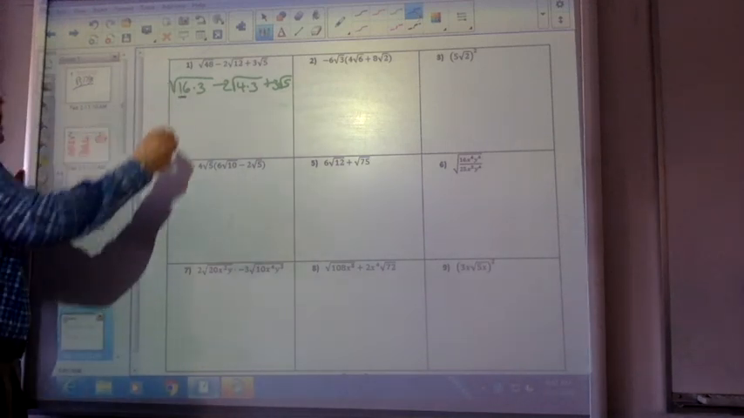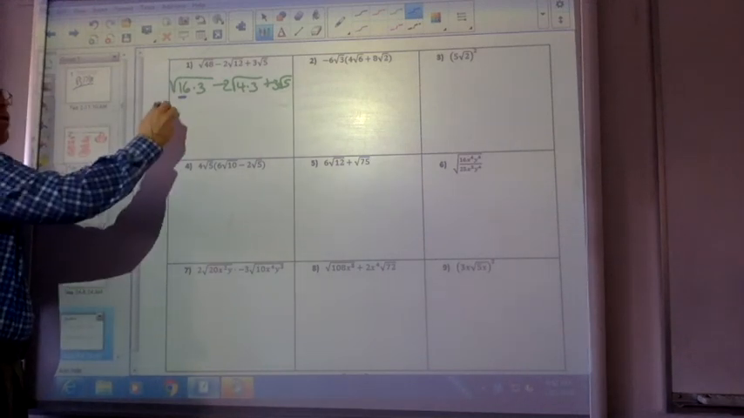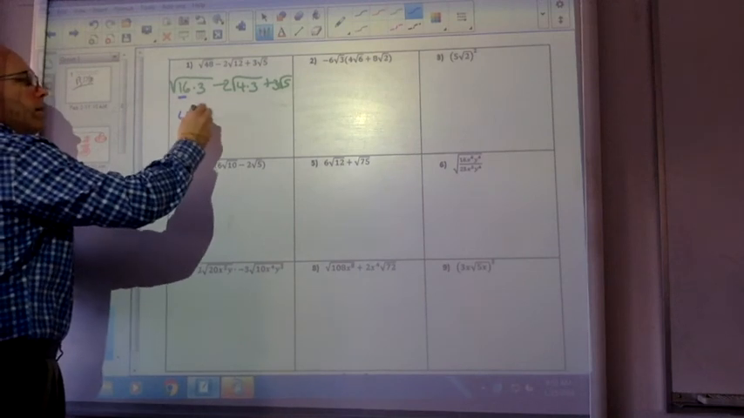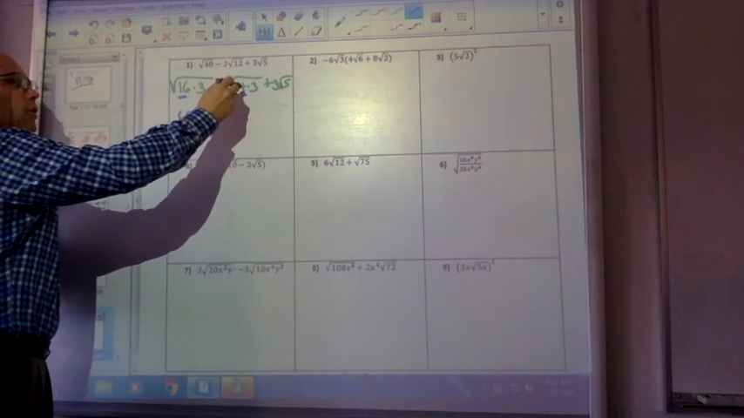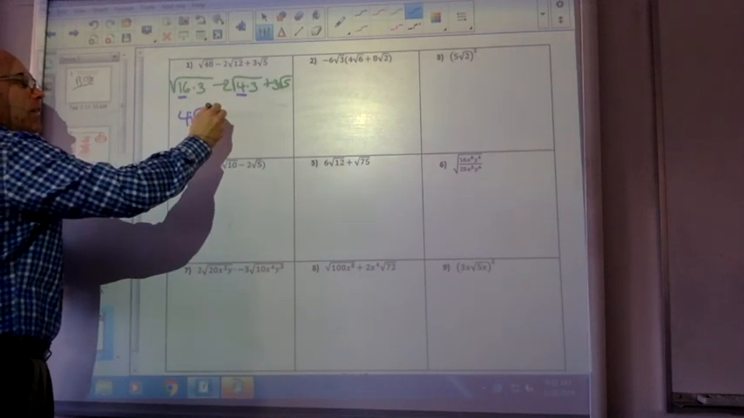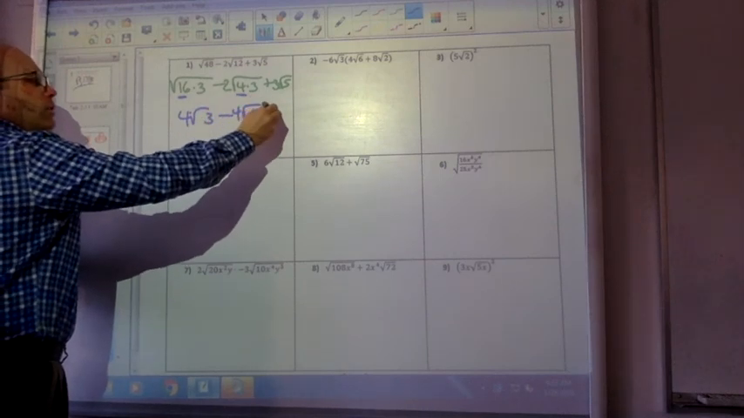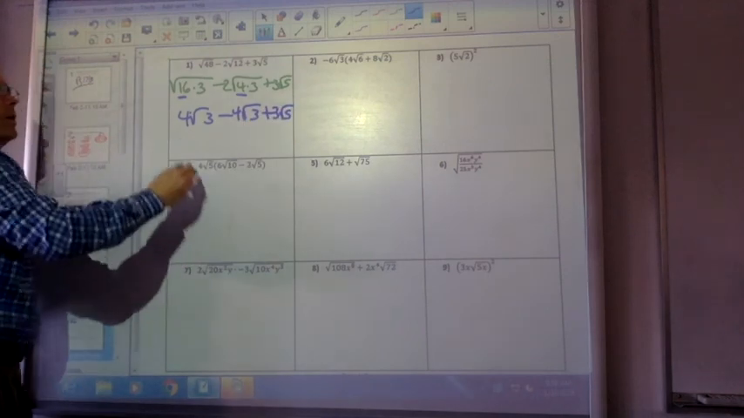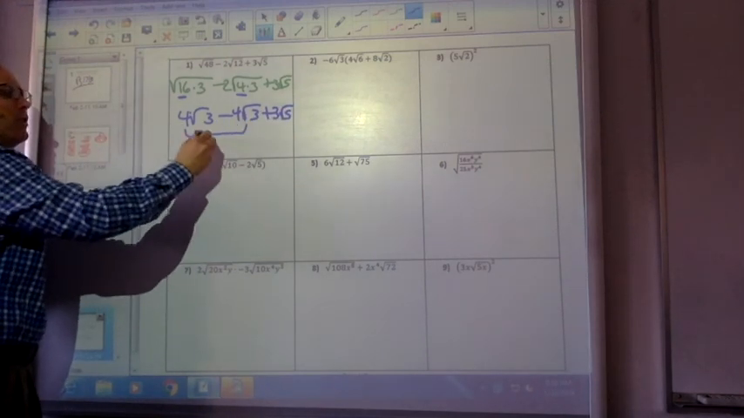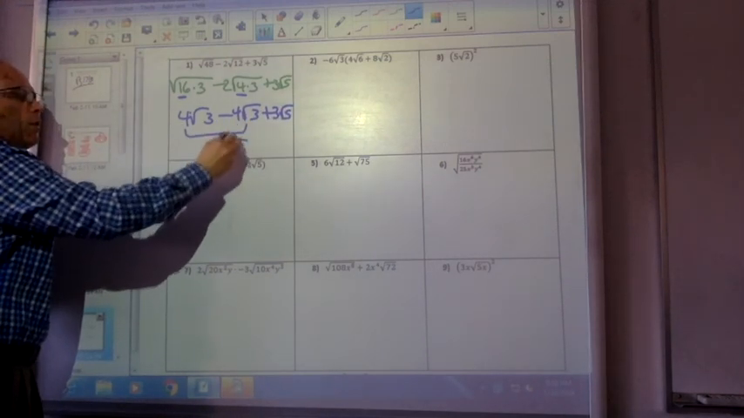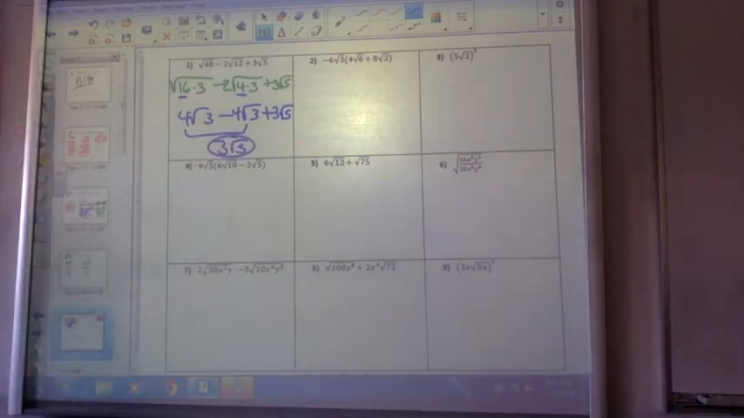Square root of 16 is what? 4. So I get 4 square root 3. Square root of 4 is 2, multiply times that outside 2. That becomes 4 root 3. And then plus 3 root 5. Those are opposite signs, so my answer to this problem is just 3 square root 5. And I stop.